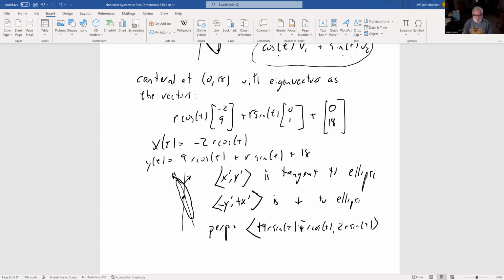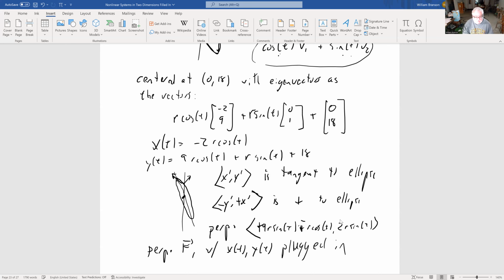And that's my perpendicular vector. So we'll take perpendicular dot f with x of t, y of t plugged in for x and y, and that would give us something. We want to show that that perpendicular dot f is always negative. And that means that f is always pointing to the inside of this ellipse, and once you cross that ellipse, you have to go in towards the origin.